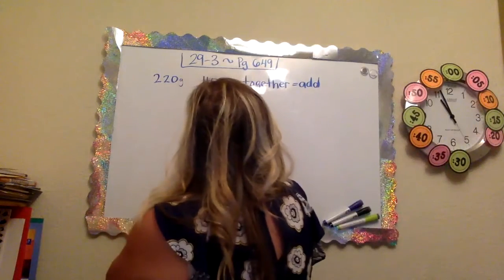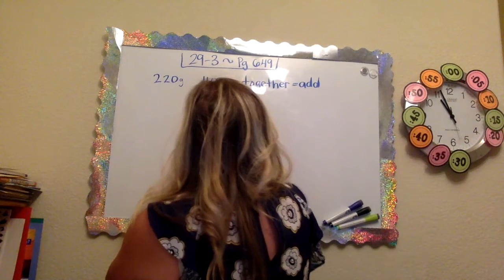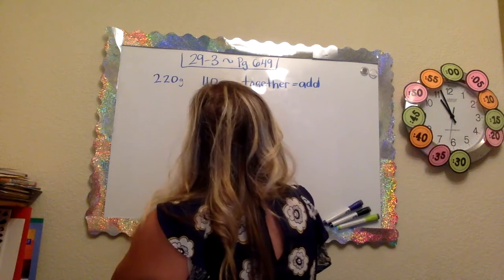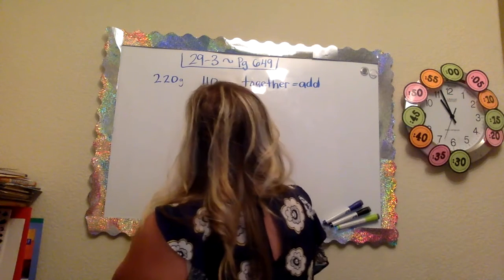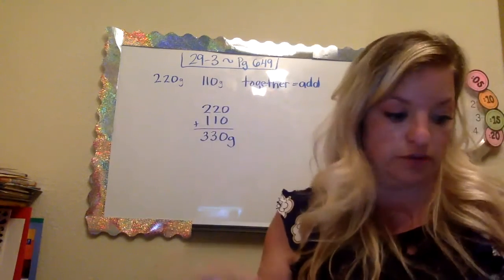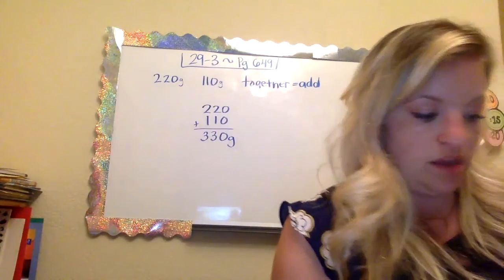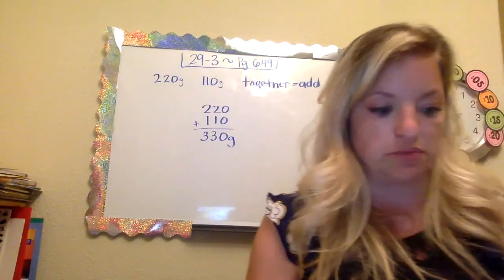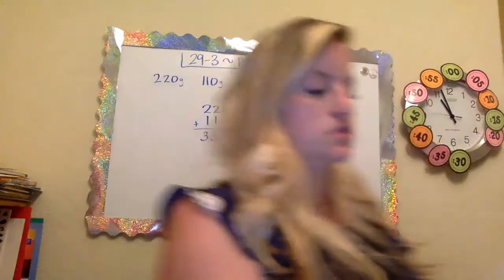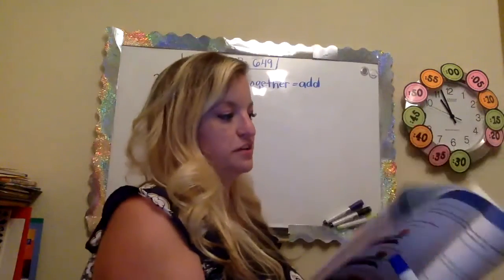So 220 plus 110, 0 plus 0 is 0. 2 plus 1 is 3. 2 plus 1 is 3. So the mass of those items together is 330 grams. Again, you can feel free to pause it and do it yourself, see if you're right, those kinds of things. You don't have to just watch me do it.